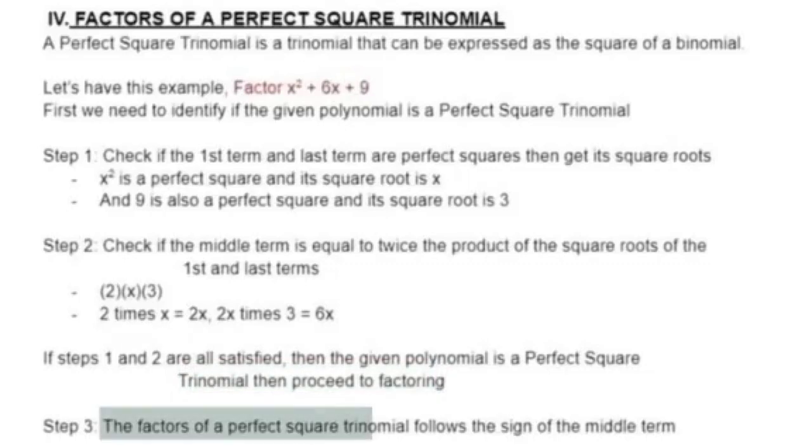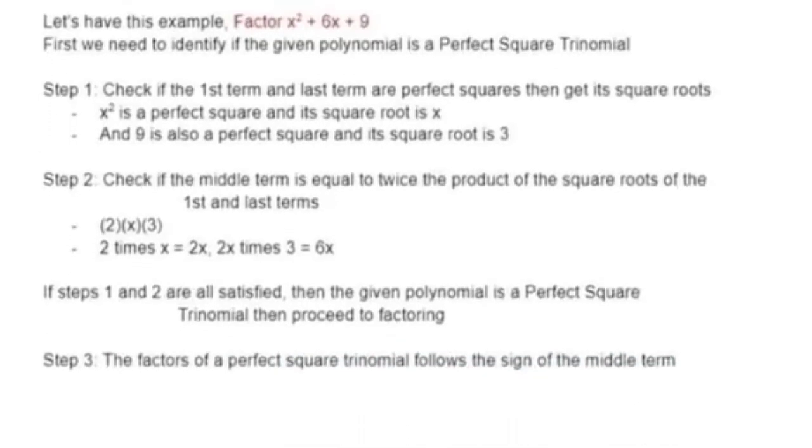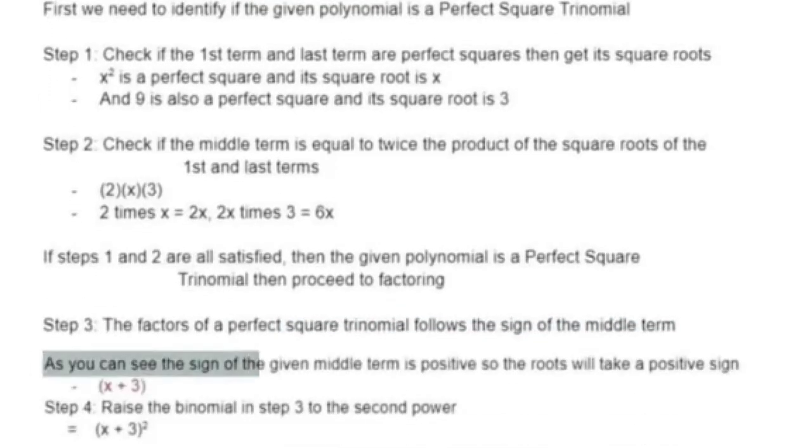Step 3. The factors of a perfect square trinomial follow the sign of the middle term. As you can see, the sign of the given middle term is positive, so the roots will take a positive sign. Step 4. Raise the binomial in step 3 to the second power. The final answer is the quantity x plus 3, squared.